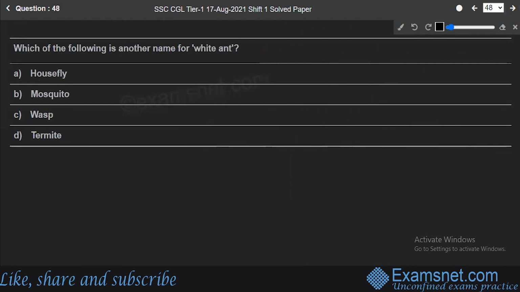Number 48. Which of the following is another name for white ant? Is it housefly or mosquito or wasp or termite? Of course, termites are sometimes called the white ants because of their milky white appearance. They look like very tiny insects with a milky white appearance, and they travel and live in large colonies. So these are the few reasons termites are known as white ants.